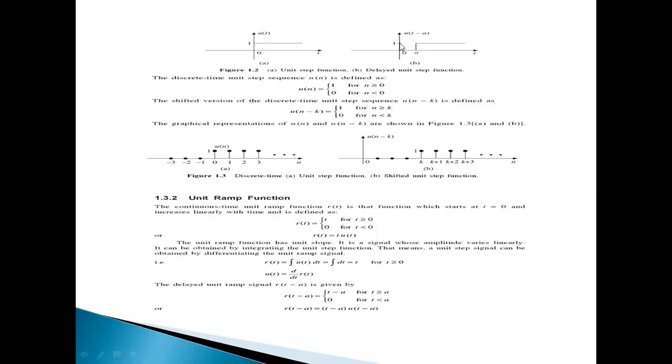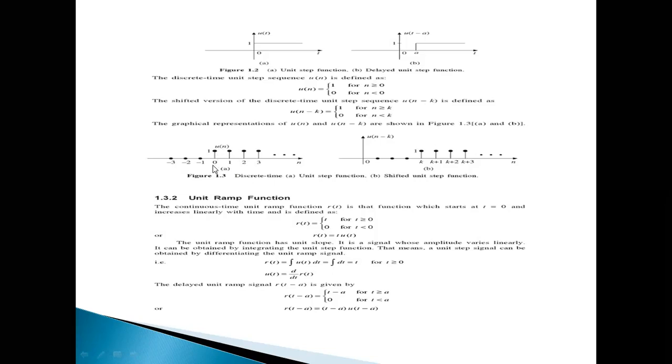In the continuous case, we use mu of t minus a, and now I am using mu of n minus k. It is defined as mu of n minus k equal to 1, magnitude 1, for n greater than or equal to k. From k onwards the magnitude is 1, and for n less than k, the magnitude is 0.